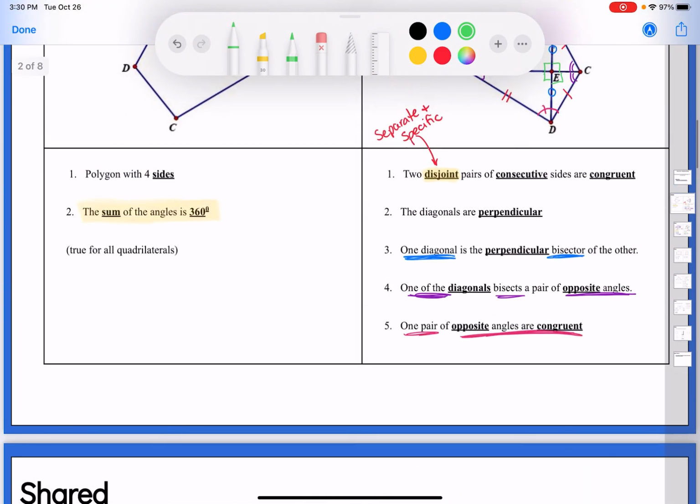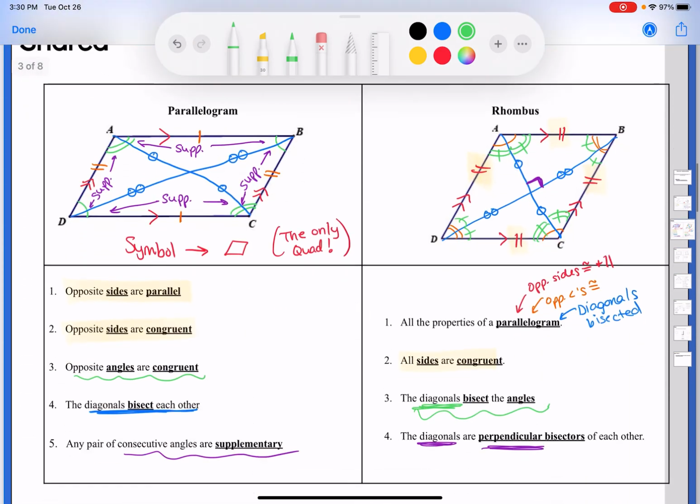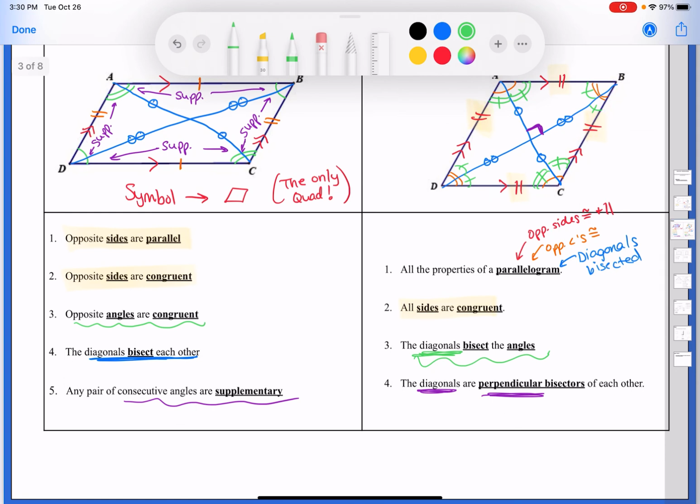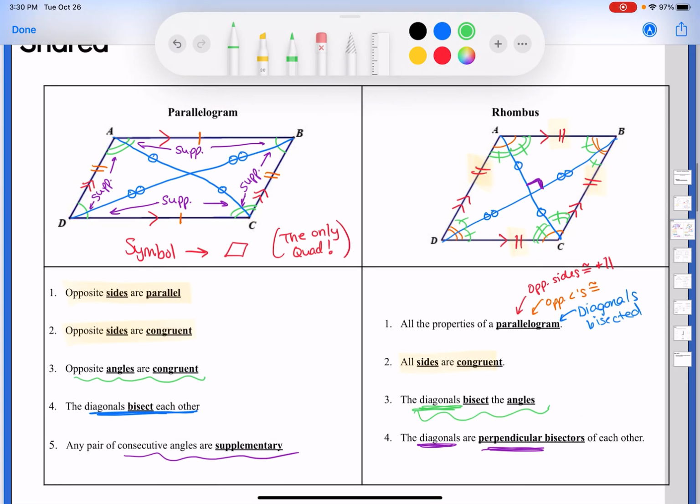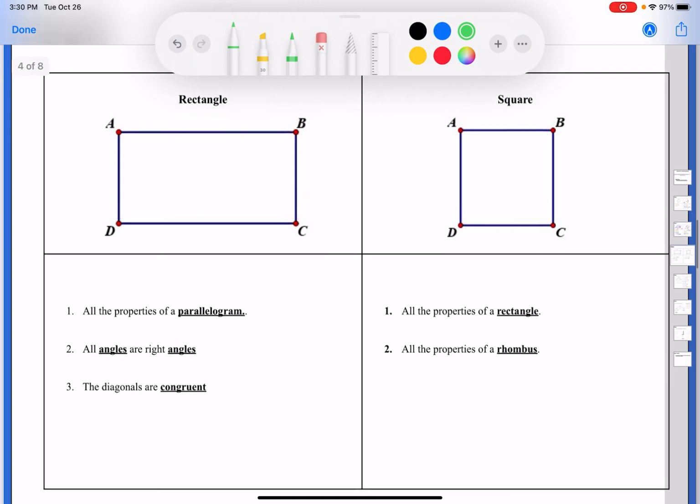In a kite, 2 disjoint pairs of consecutive sides are congruent. In a rhombus, all consecutive sides are congruent. So a rhombus is also a kite. It just has more going on than a kite, right? So a kite only has one set of each of these things. A rhombus has both. All right, now we have rectangles.